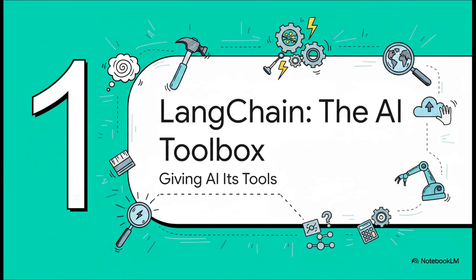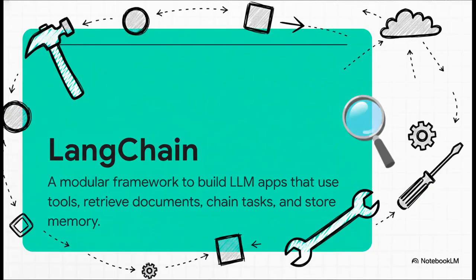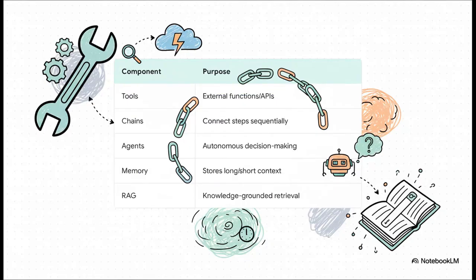All right, first up, LangChain. The absolute best way to think about this is as the AI's toolbox. Seriously, this is how you give your AI all the specific individual tools it needs to interact with the world and actually perform tasks. So what is it really? Well, the official definition is that it's a modular framework. But what that actually means is that it gives you all the building blocks, the screwdrivers, the wrenches, the hammers that let a language model connect to data, call an API, remember what you've talked about, and string simple tasks together.